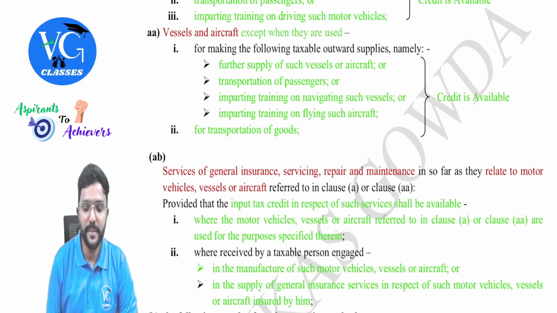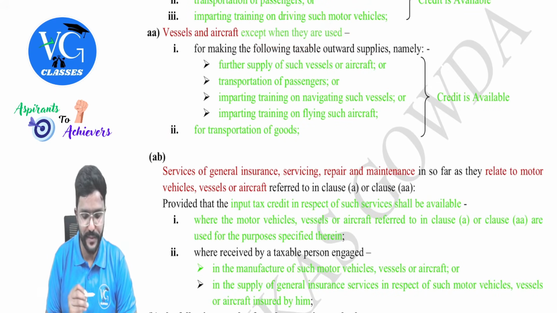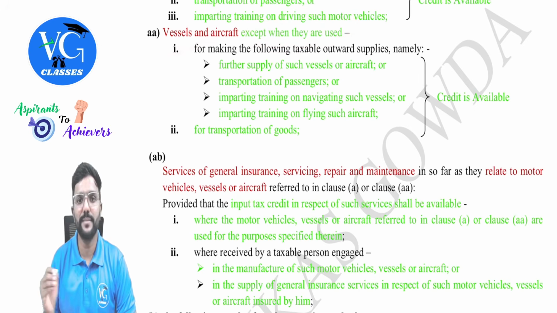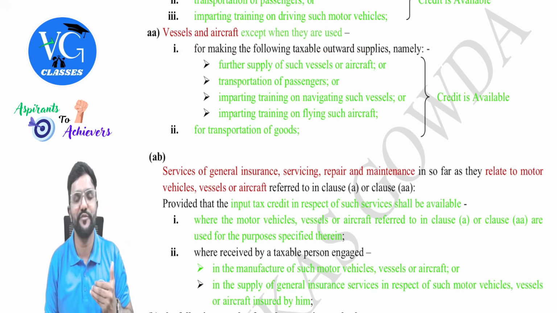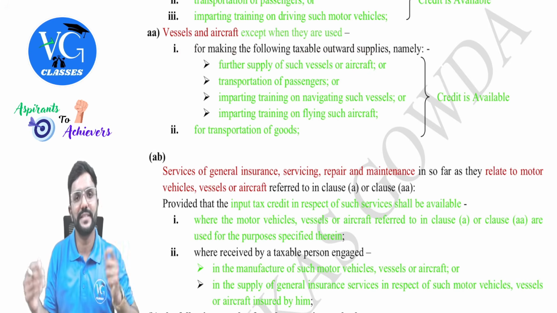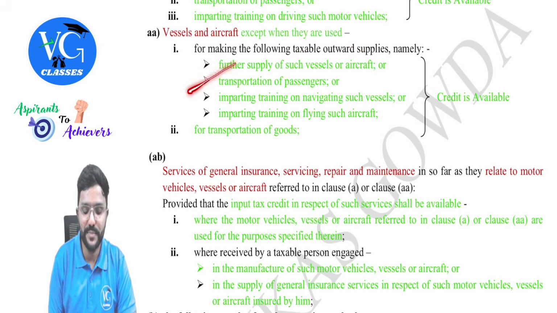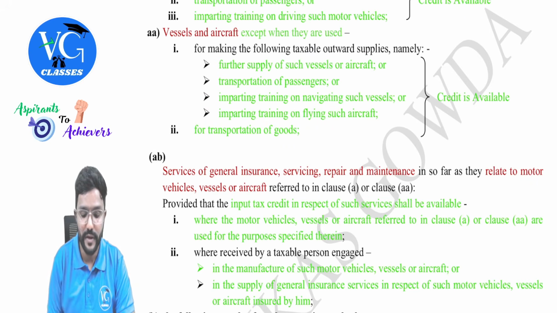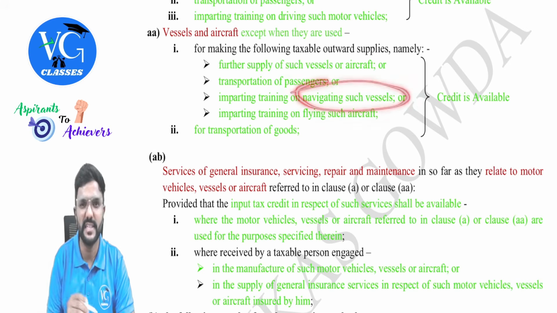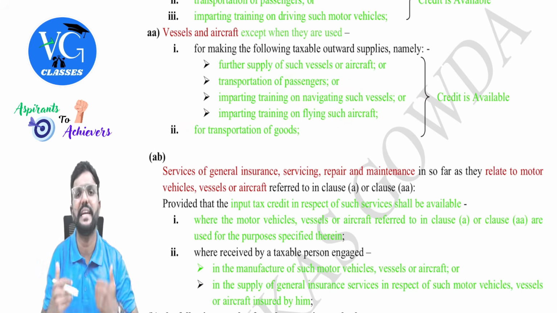Vessels and aircraft, except when they are used for, means in the following cases credit is available, which is the same as for motor vehicles. For making the following taxable outward supplies, namely for supply of such vessels or aircraft, means I have purchased, assume a vessel, to further sell it. On purchase, whatever GST I have paid, can I claim the credit? Yes. Next, transportation of passengers or imparting training on navigating such vessels, that is the training of navigating the vessels. Vessels is nothing but ships here. Imparting training on flying of such aircraft, that is pilot training.